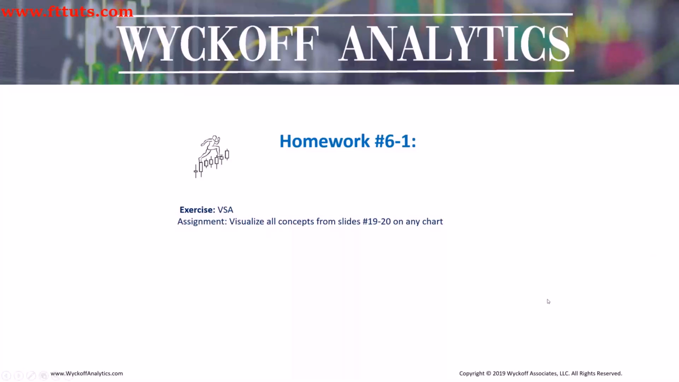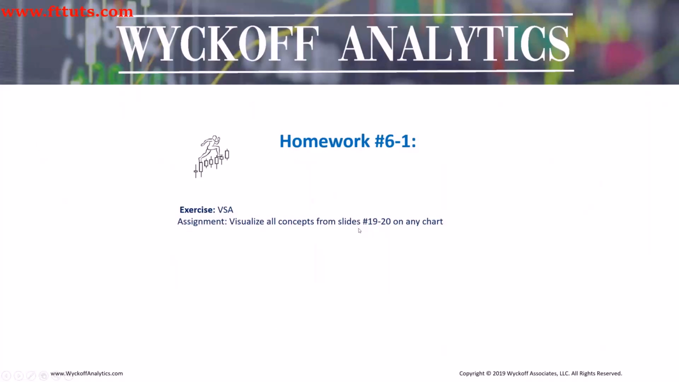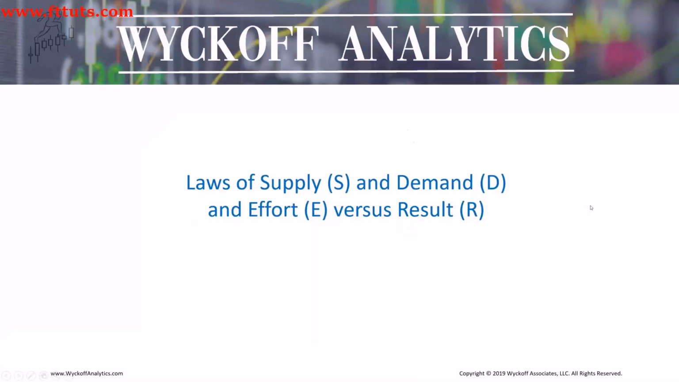Speaking of homework, this is the first homework from this class. We are going to look into the volume and spread analysis, and what I want you to do is to visualize all concepts from the previous two slides, number 19 and 20, on any chart. So take all of these 10 scenarios, 1, 2, 3, 4, 5, 6, 7, 8, 9, 10, all of them, and find examples on preferably one chart. I am not expecting you to send me 10 charts for different scenarios. I want you to find maybe one chart that would contain, if not all of them, then the majority of them, and just send this slide or chart to me and identify all of these 10 scenarios. All right, so that's homework number one.